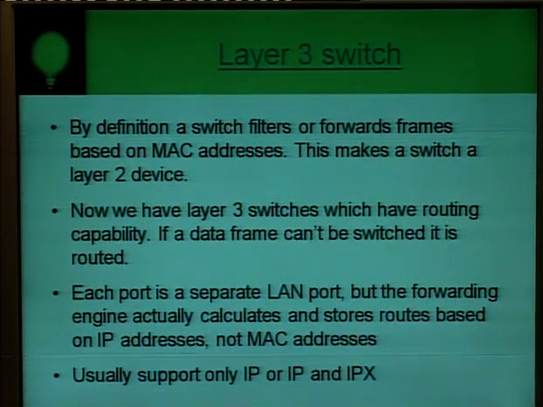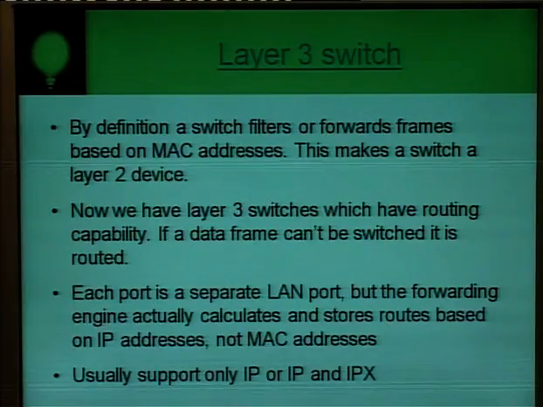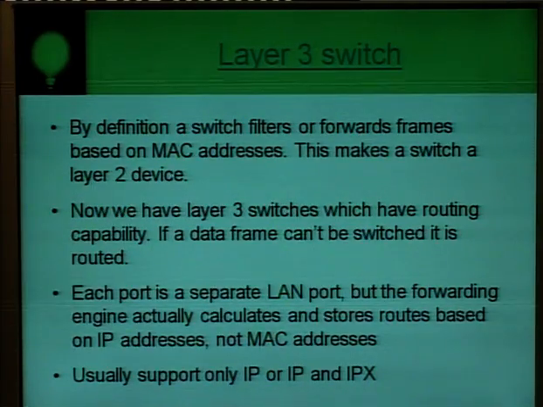Then comes the layer 3 switch. Defining a switch to filter or forward frames based on the MAC addresses makes a switch a layer 2 device. Now we have layer 3 switches which have routing capability. If a data frame cannot be switched, it can be routed. Each port is a separate LAN port, but the forwarding engine actually calculates and stores routes based on the IP addresses but not on the MAC addresses. So they usually support only IP or IP and IPX type of protocols.